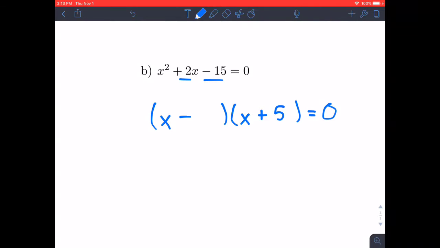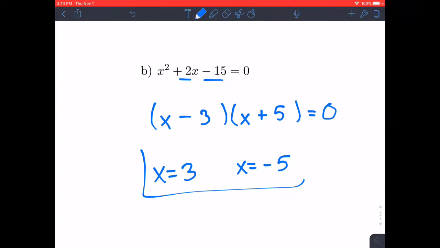That would be a positive 5 and a negative 3. So our zeros are 3 and negative 5.